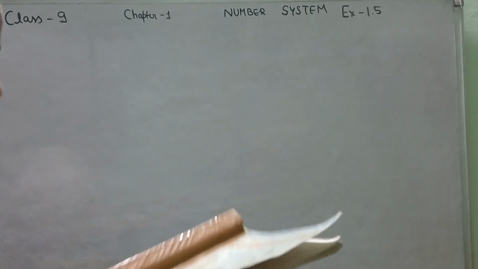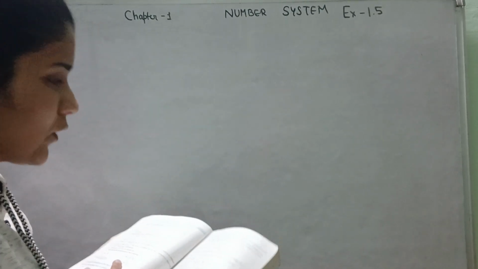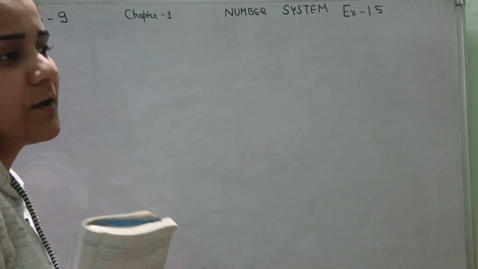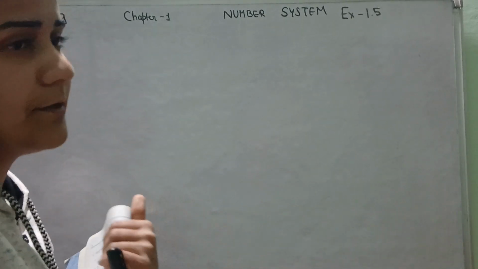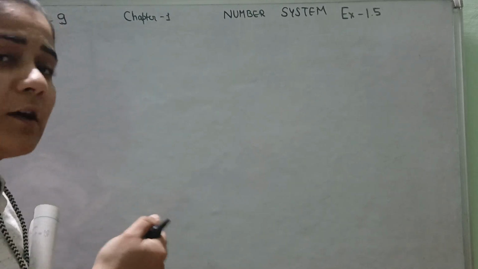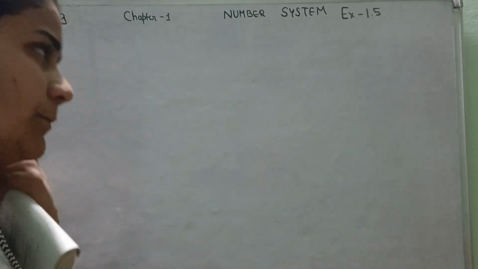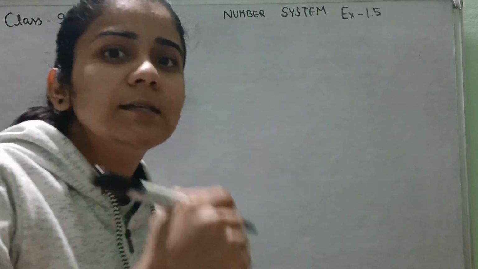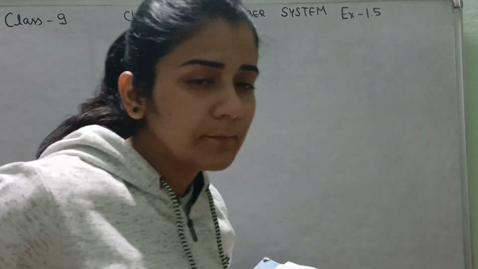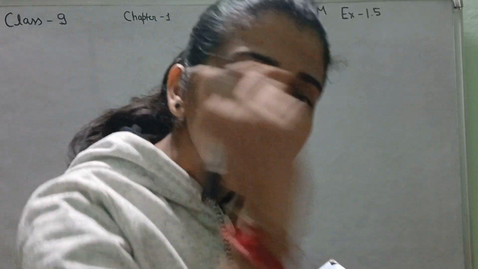So the very first question is, classify the number as rational or irrational. As I already told you how to classify a number as rational or irrational, if a number is non-terminating and non-repeating, the number is termed as irrational. What I said, if the number is non-terminating and non-repeating, that number is called an irrational number.